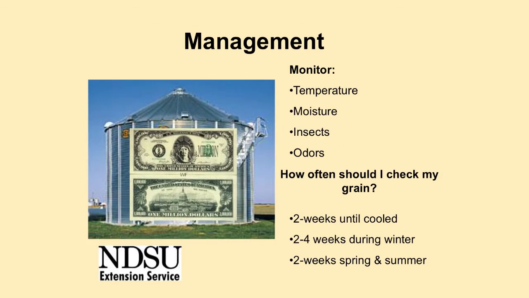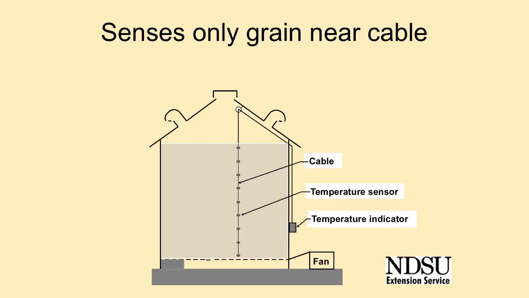Stored grain should be checked every 2 weeks until it has been cooled for winter storage, every 2 to 4 weeks during the winter, and every 2 weeks again during spring and summer. Measure and record the grain temperature and moisture content. Increasing grain temperature and/or moisture content indicates storage problems. Observe the grain for any insect activity.